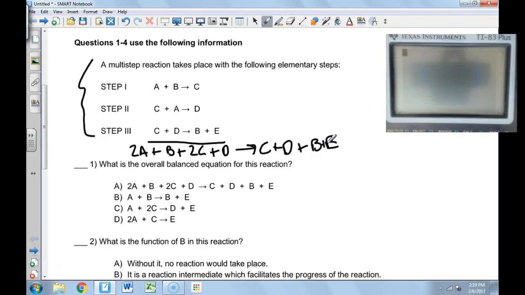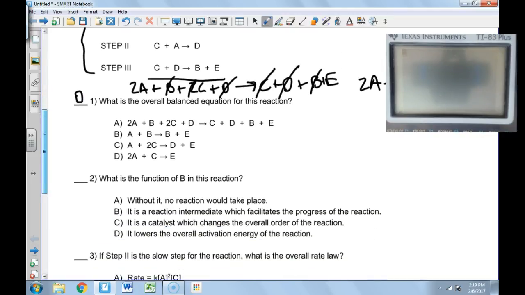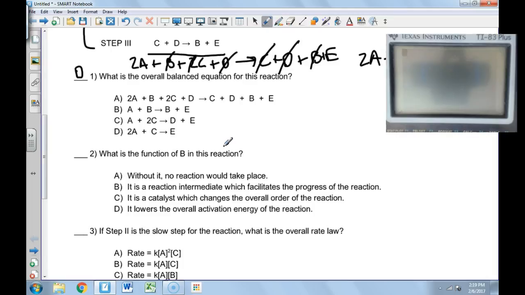That would seemingly be the right answer, which is A, but now we have to combine like terms and reduce. So D cancels, this C and one of those C's cancel, B cancels to give us 2A plus C reacts to form E. Okay, so which is choice D.